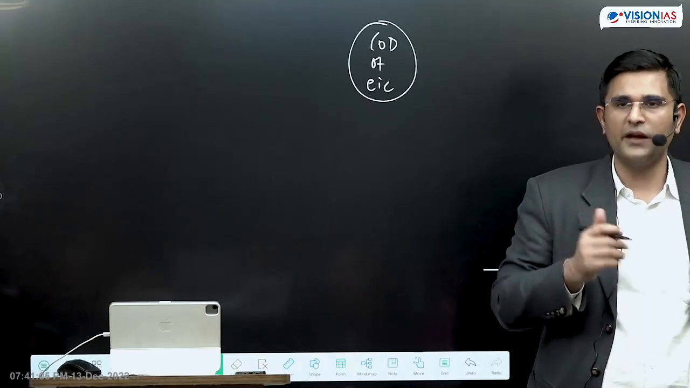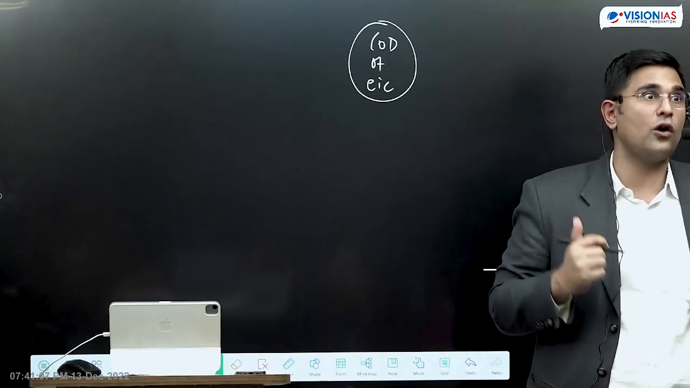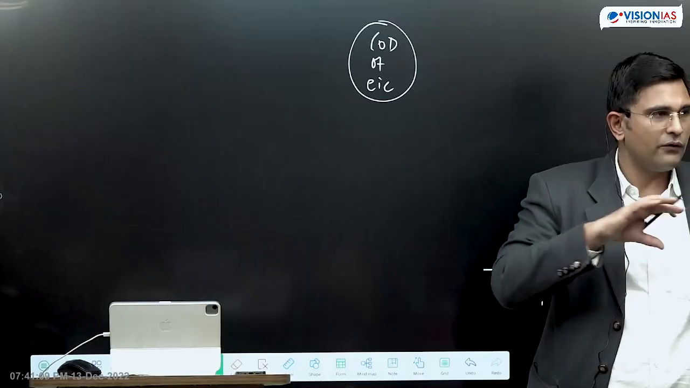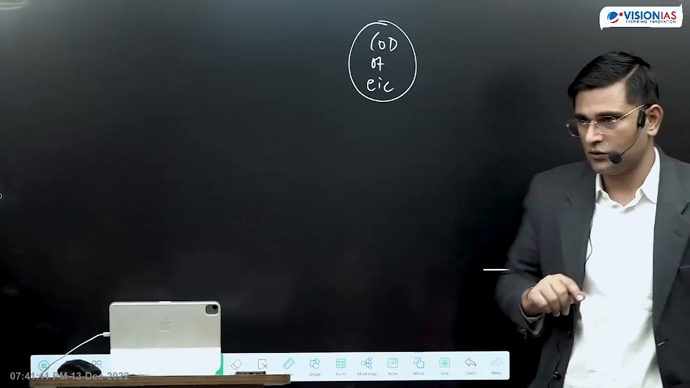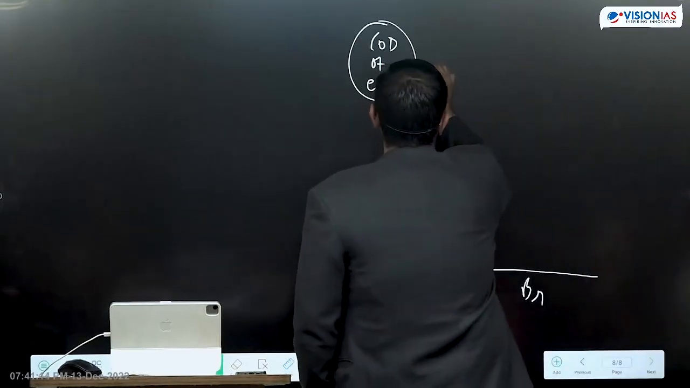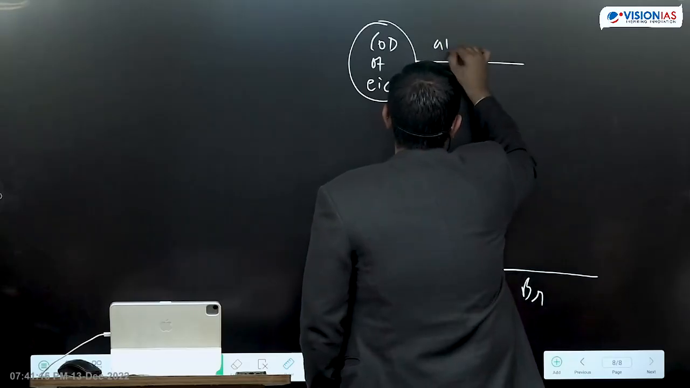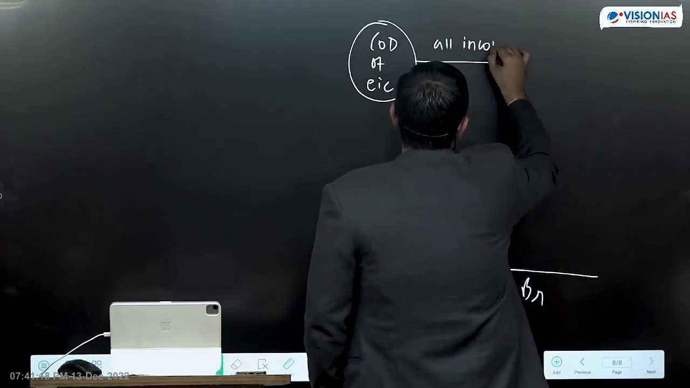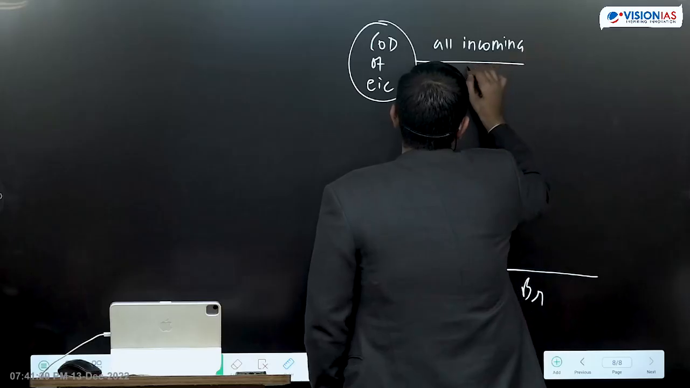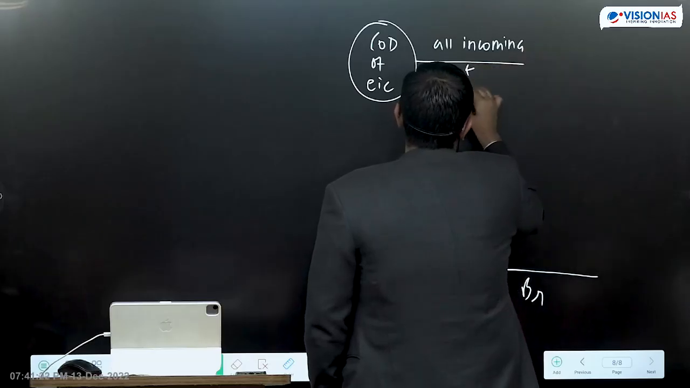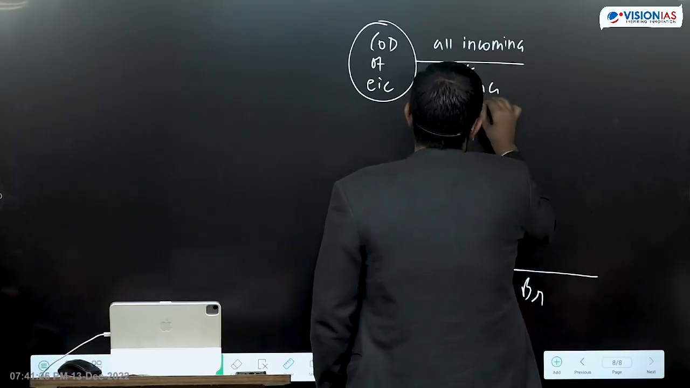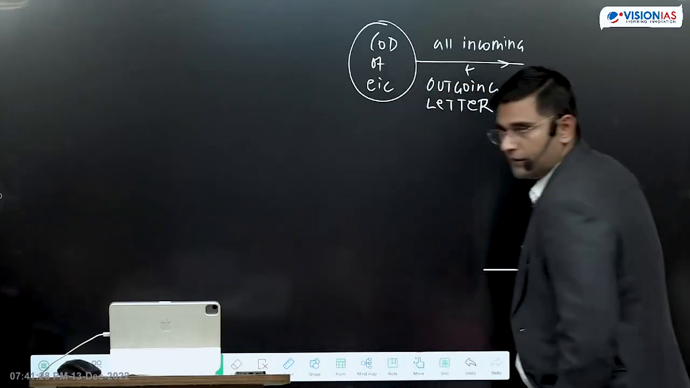Information में तो मैं एक student ने कहा था ना, sir, what if GG Bengal gives wrong information? So therefore I can now demand the exact letter. So now the COD of EIC has to send all incoming and outgoing letters. ये किसको दिए जाएंगे? To a new body within the state.